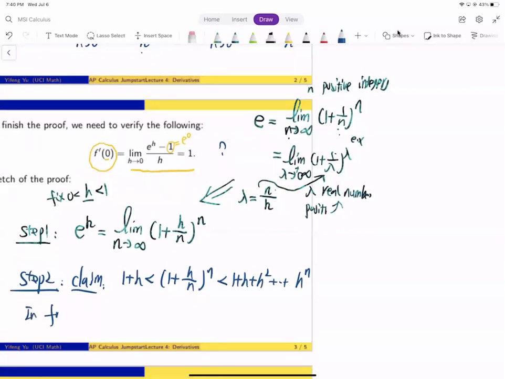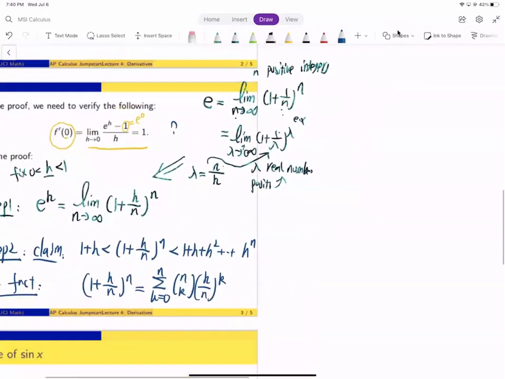In fact, 1 plus h over n to the power n, if I use the binomial formula and write it out, this is the sum over k from 0 to n of n choose k, times h over n to the power k. If you write this out, the first one will be 1, the next one will be h, and then the next is n choose 2 over n squared times h squared, and the last one is 1 over n to the n times h to the n.